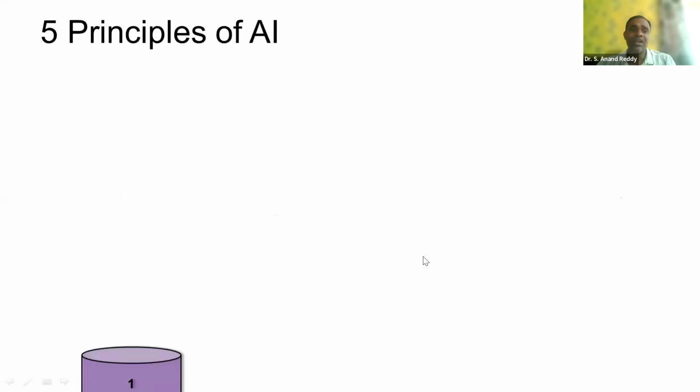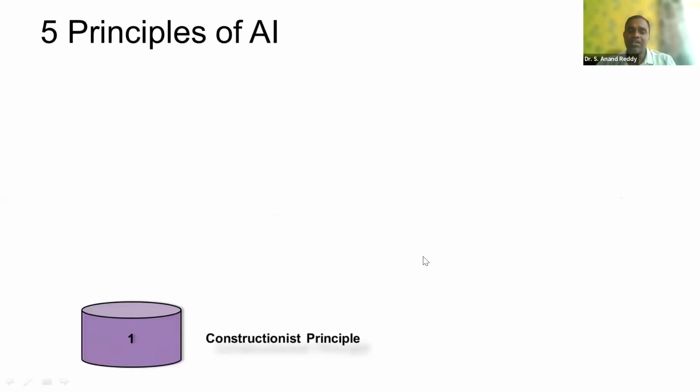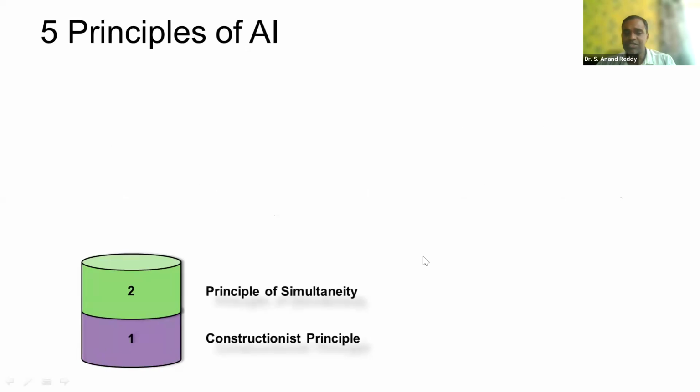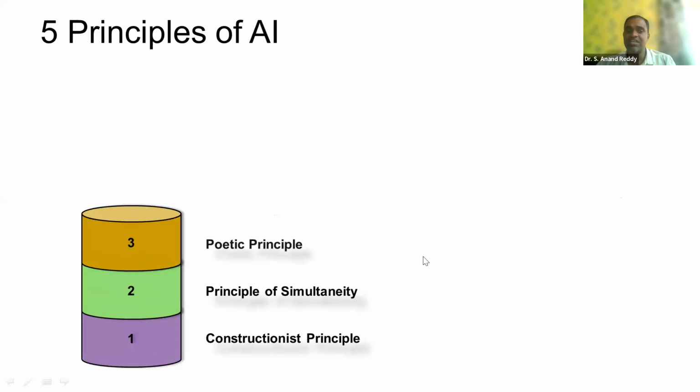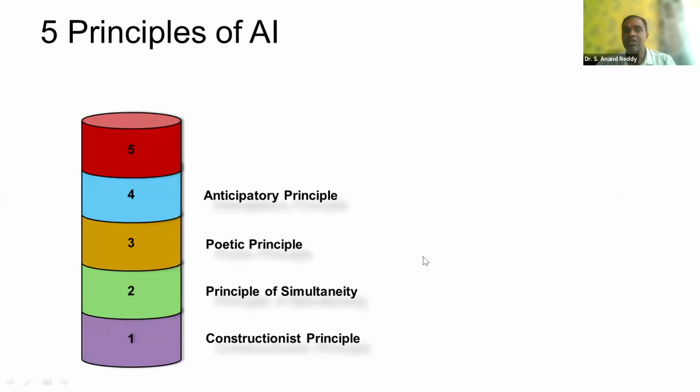So it's like striking while the iron is hot. Now, this appreciative inquiry works on these five principles, as I said. The first one is the constructionist principle. The second is the principle of simultaneity. The third is the poetic principle. Fourth is the anticipatory principle. And fifth is the positive principle.